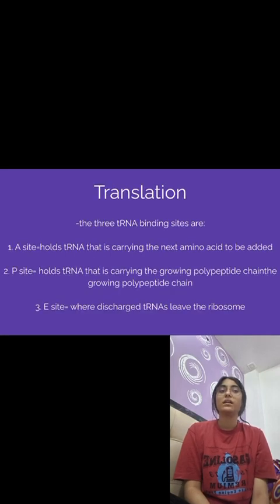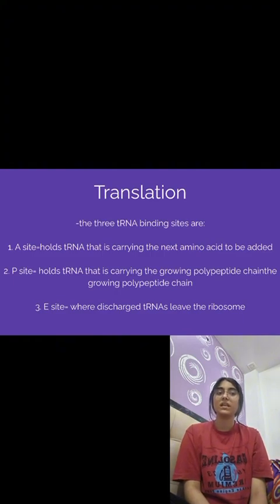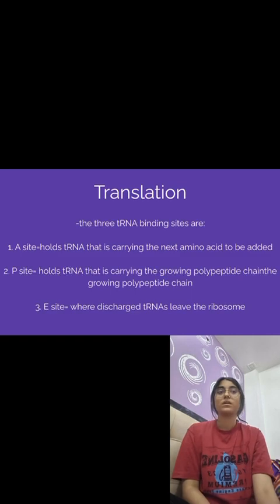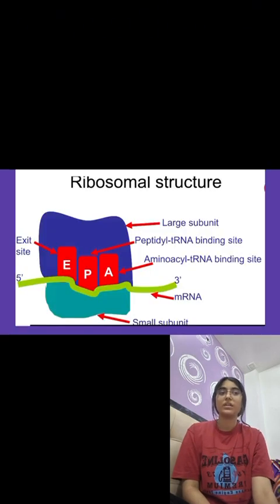In translation, the 3 tRNA binding sites are the A site, P site, and E site. The A site holds the tRNA that is carrying the next amino acid to be added. The P site holds the tRNA that is carrying the growing polypeptide chain. The E site is where discharged tRNAs leave the ribosome. Here's the structure where we can see the larger subunit, exit site, mRNA, and small subunit.